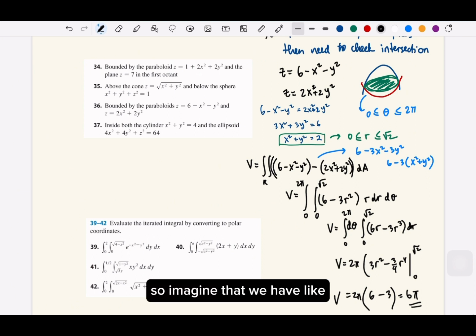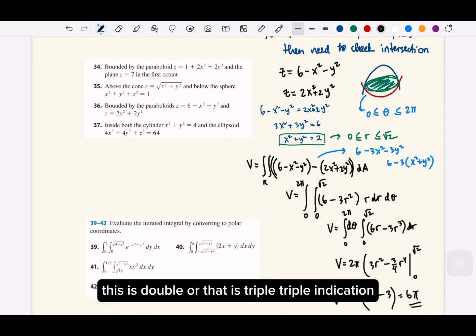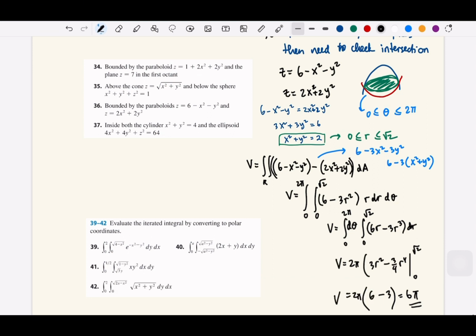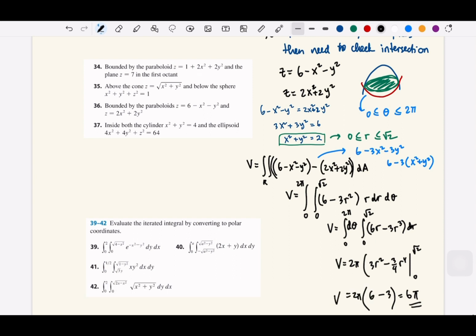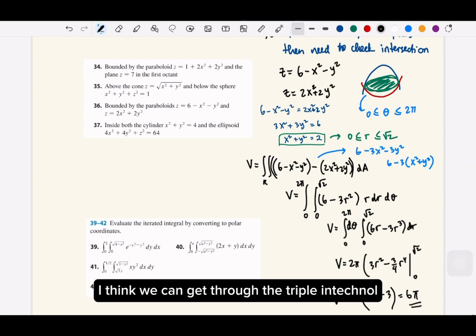So imagine that we have like this is double, right? That is triple integration. Okay. But that is if we have time. But if not, then just the normal triple integral x, y, z. I think we can get through the triple integral at least.